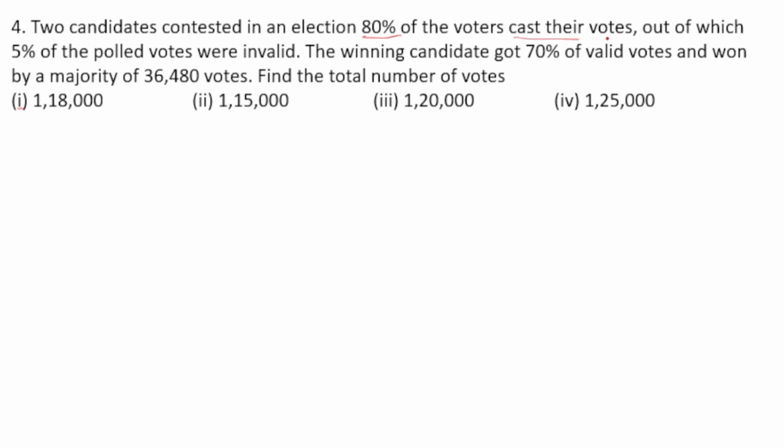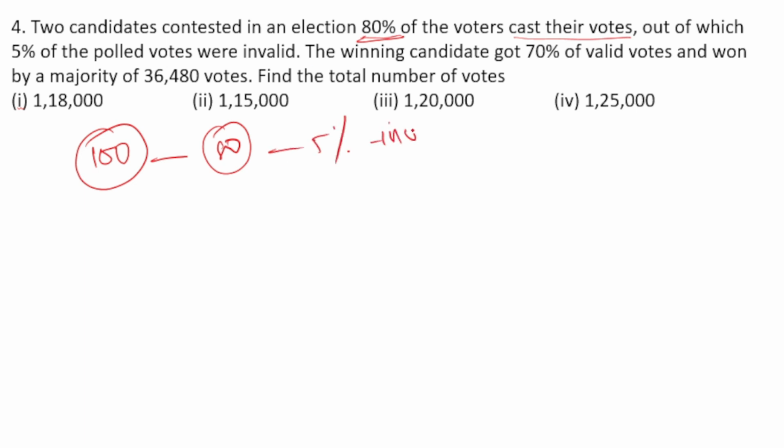Next one. Two candidates contested in an election. 80% of the voters cast their votes. So here we will assume the total number of votes is 100. And here 80% cast their votes. So 80% of 100 is 80. 80 people cast their votes, out of which 5% of the polled votes were invalid. So what are the valid number of votes? Here 5% means what? See, 10% is 8 and 5% is 4. So here 4 are invalid votes.